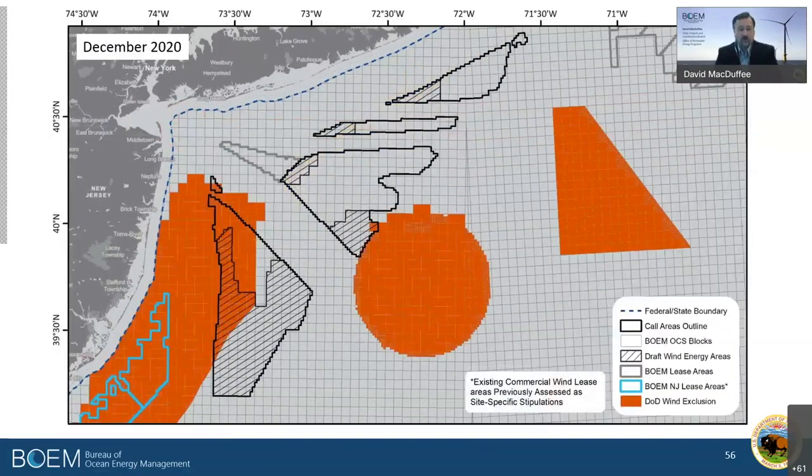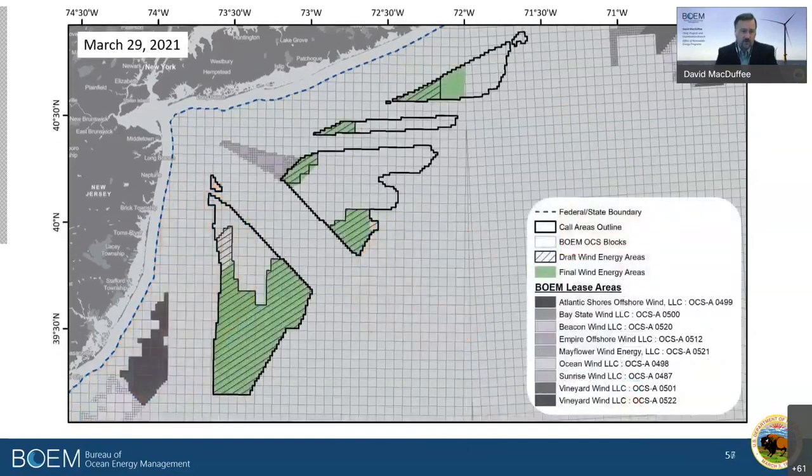We also work closely with the Department of Defense. They provided information on their ongoing operational training and testing activities. You'll notice in the red areas, again, a little bit of overlap there with some of the draft wind energy areas. That brought us to the final wind energy areas that were announced just a few months ago, earlier this year. And you'll notice we made some adjustments there between the draft and the final, primarily related to the Coast Guard proposed fairway and some DoD activities.